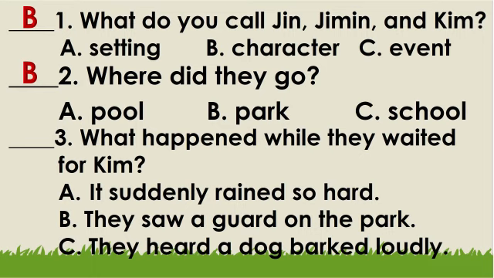Number 3, what happened while they waited for Kim? A. It suddenly rained so hard. B. They saw a guard in the park. And letter C. They heard a dog bark loudly. The correct answer is letter C. They heard a dog bark loudly.